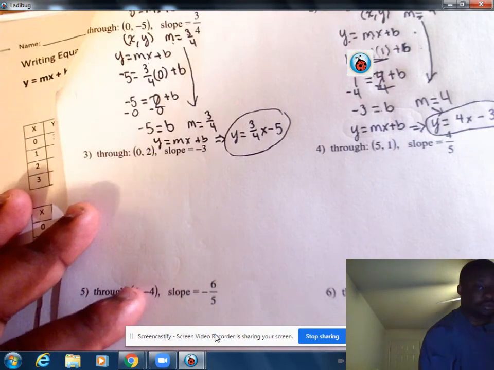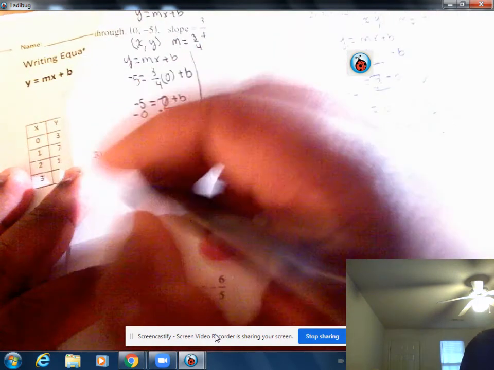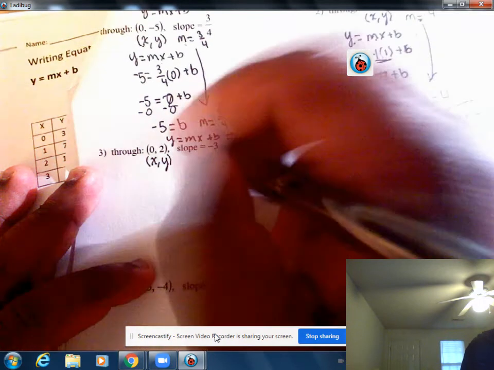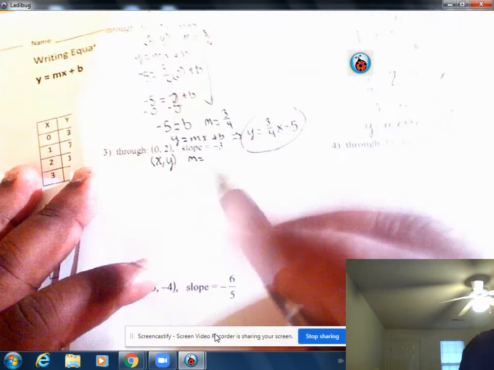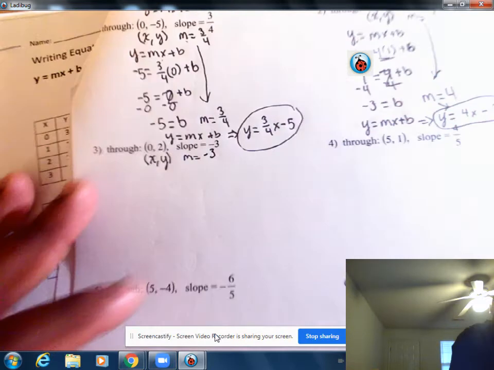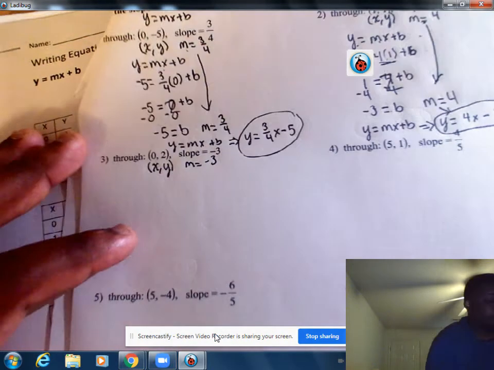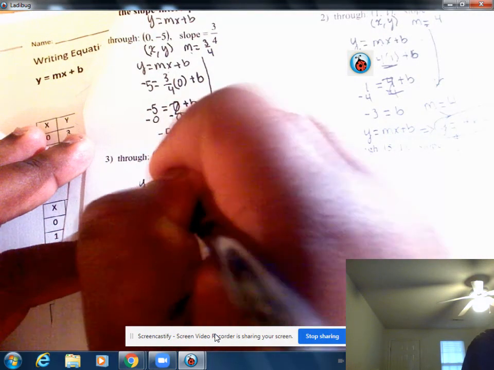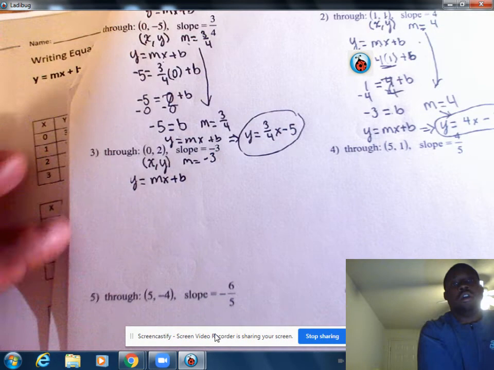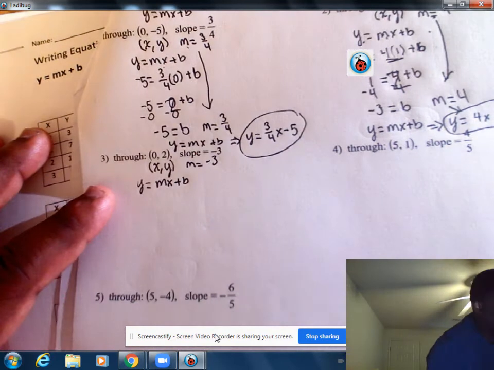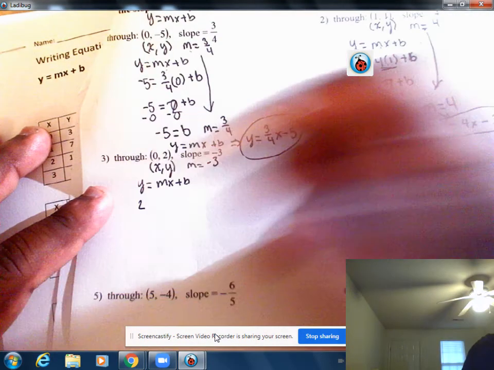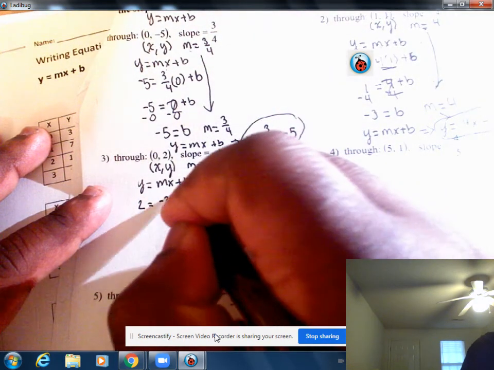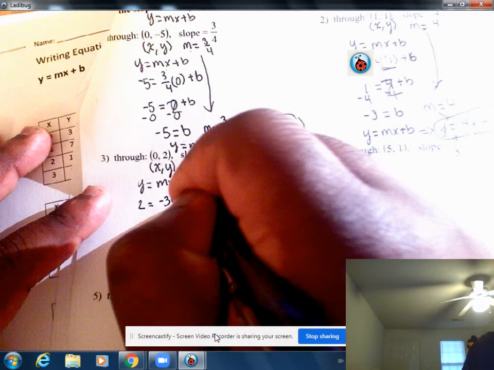All right, so again, identify. So we know that 0 is x, 2 is y, and we know that slope, or our m, equals -3. Okay, so we got everything identified. Now we're just going to rewrite our equation. Y equals mx plus b. All right, once we rewrite our equation, plug everything in. So our y is 2. Our slope is -3. And our x is 0. And we don't know what b is.